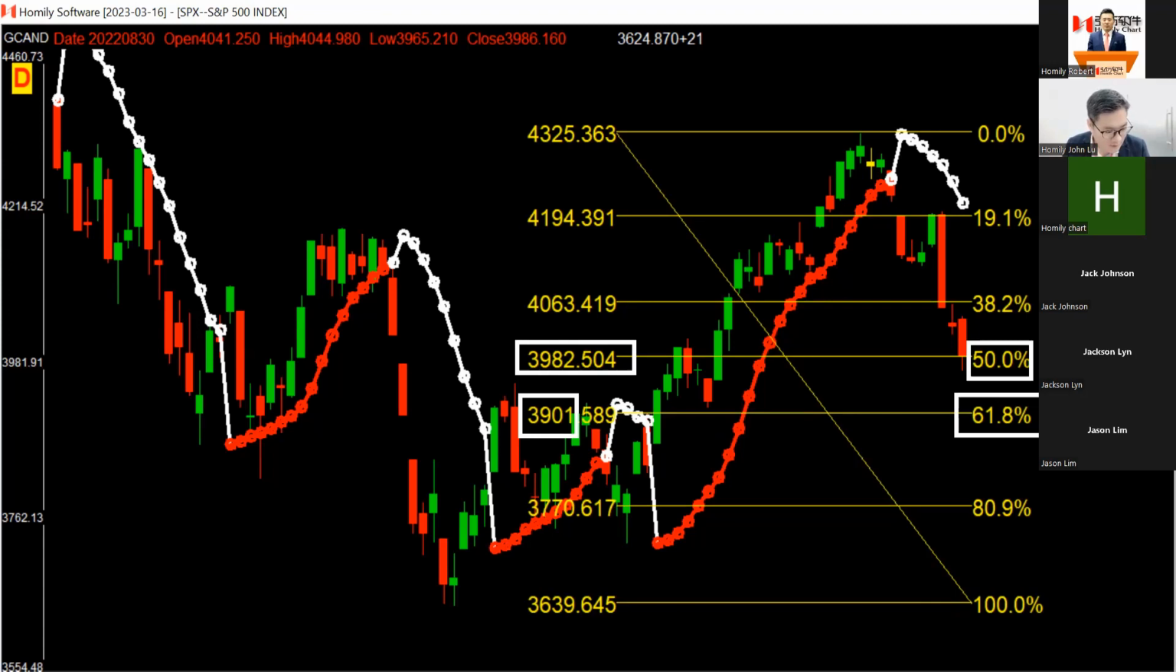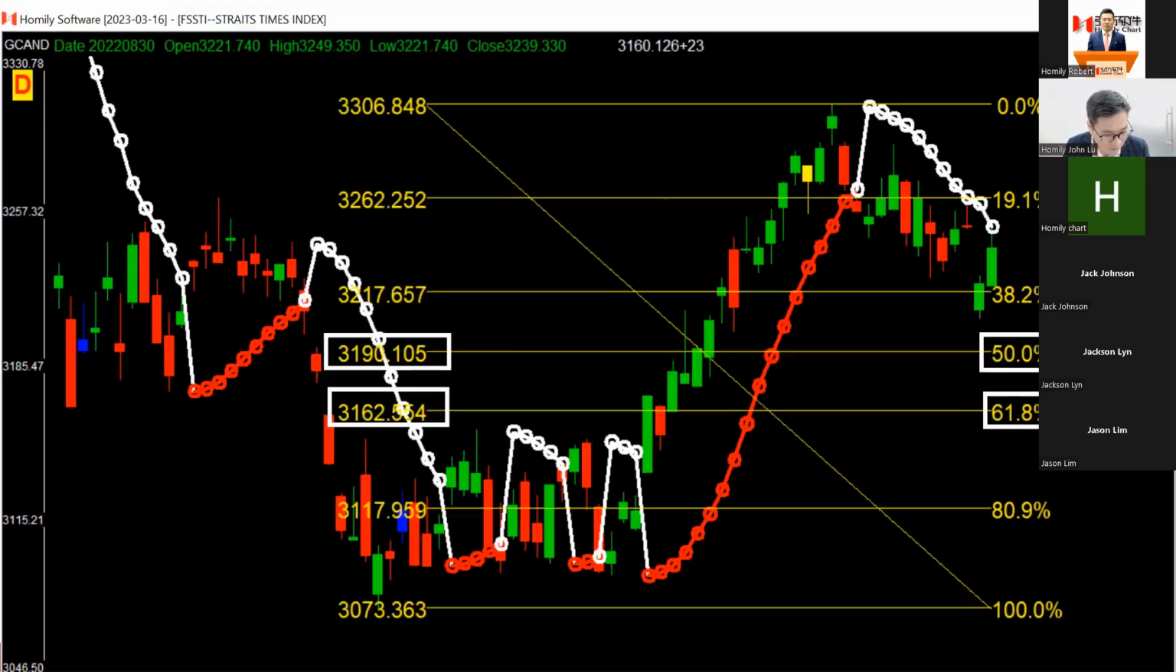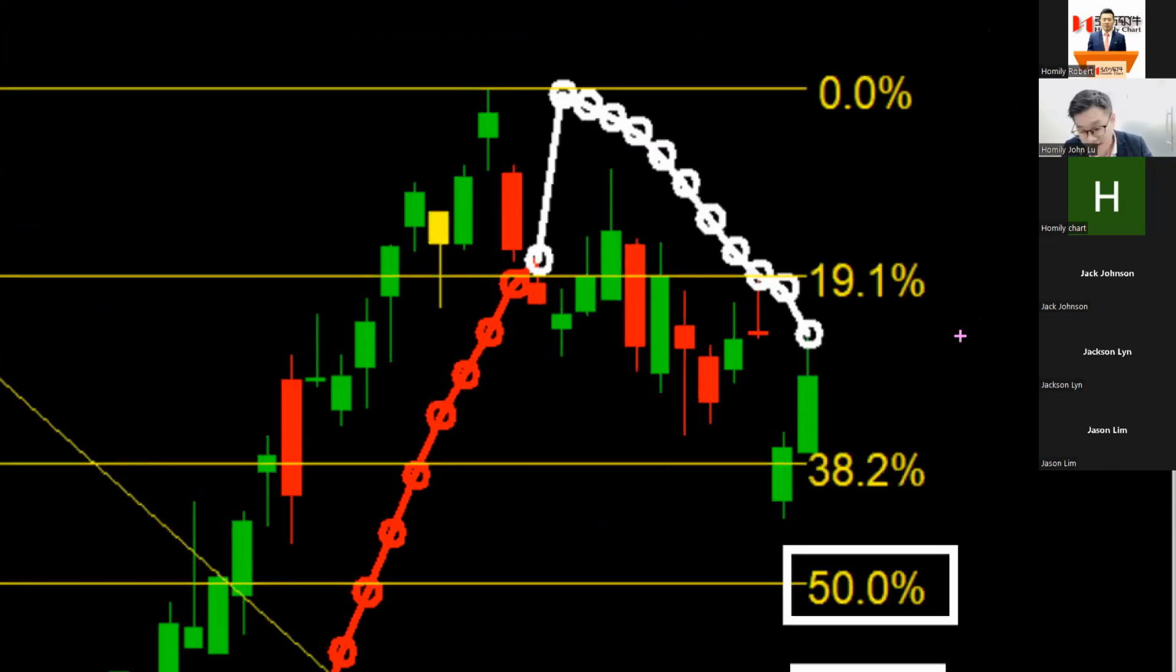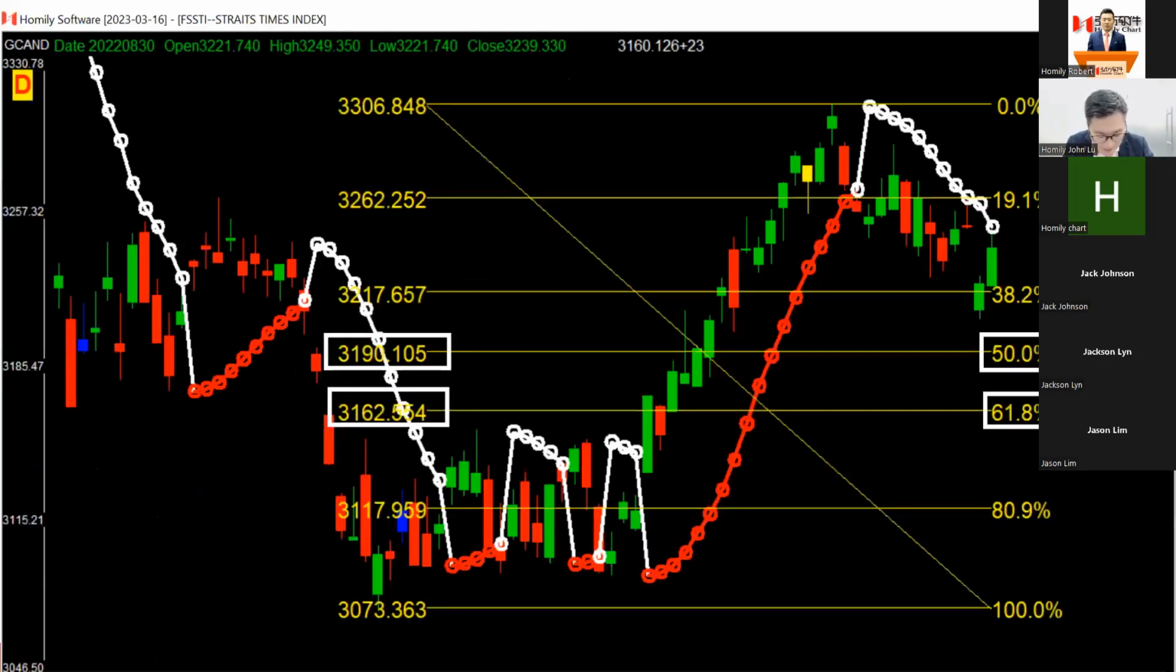Now you see another thing is our STI. For STI it's also the same. I checked the last day. Today is Wednesday, right? Tuesday the rebound touched the shadow. You see the rebound, then it cannot break up the resistance of the white circle. Then now I check another thing about the chart. I see the next level is also the same: 50% and 61.8%. The levels should be 3190 and 3160.